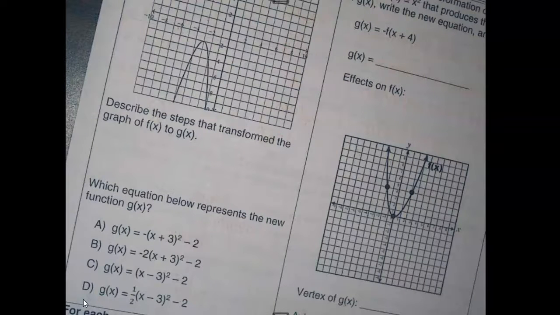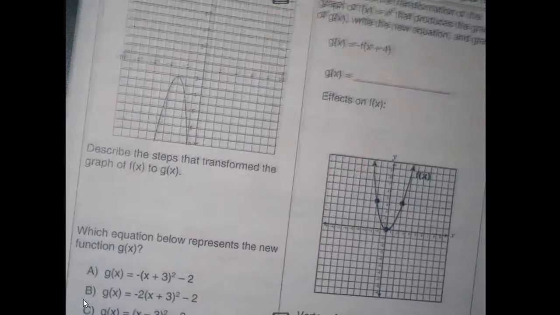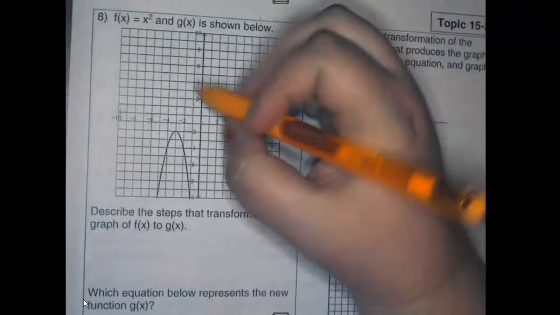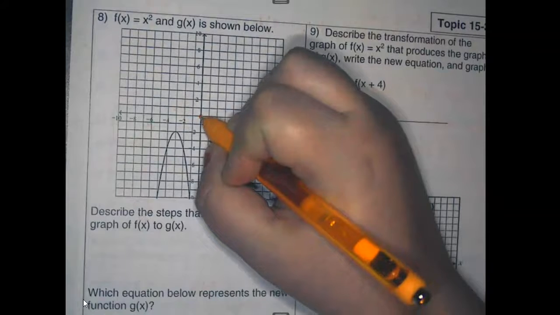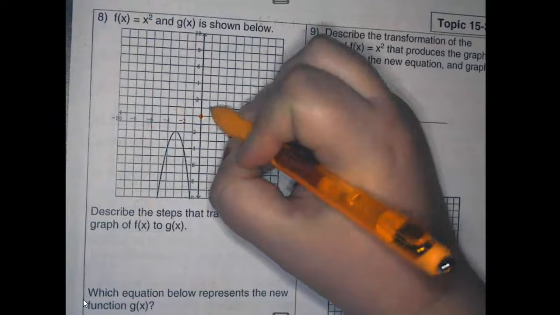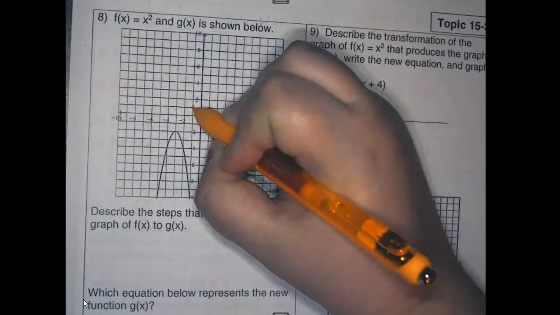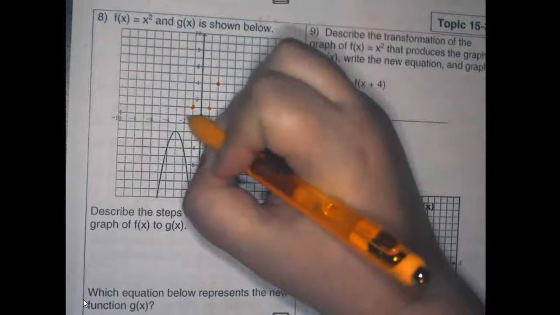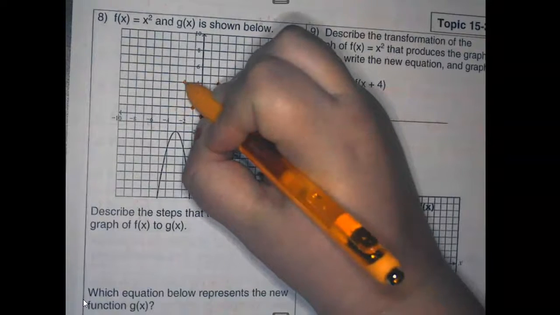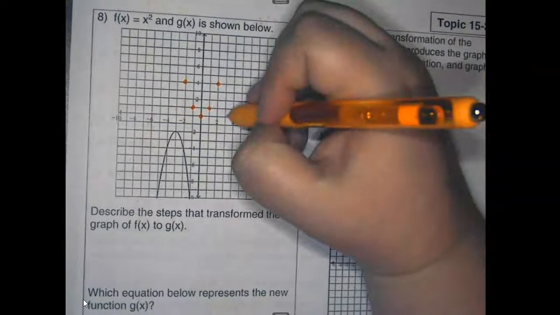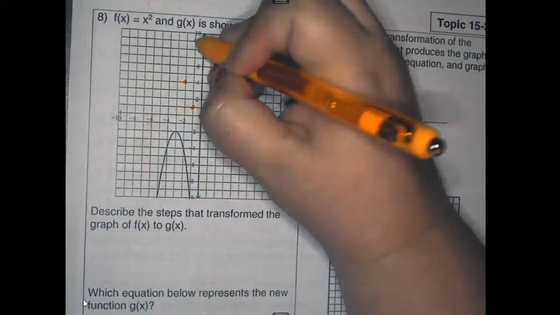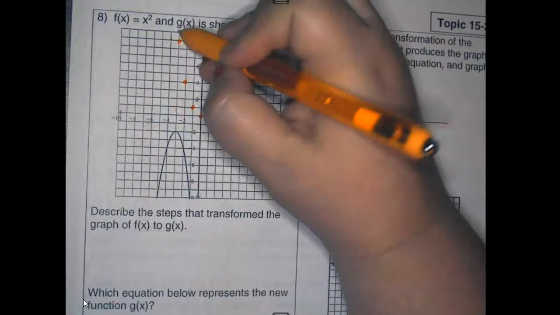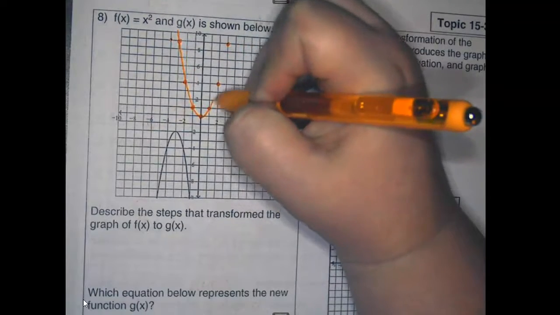We have f of x, x squared, and they graphed g of x. So we're going to go ahead and graph our x squared, because I think that would be helpful. So our x squared always starts at 0 at origin. If I plug in 1, 1 squared is 1. Negative 1 squared is 1. 2 squared is 4. And if we want to do the 3, it goes all the way up to 9. And there is my x squared.